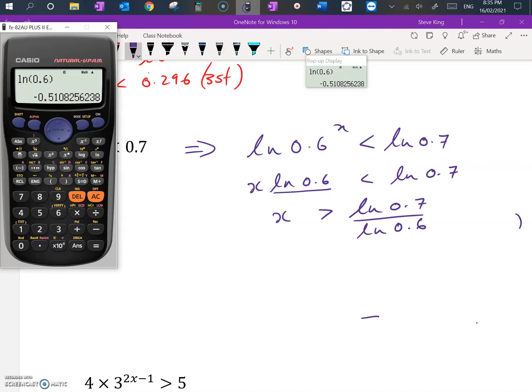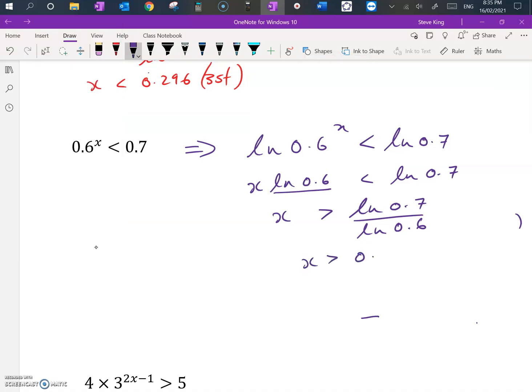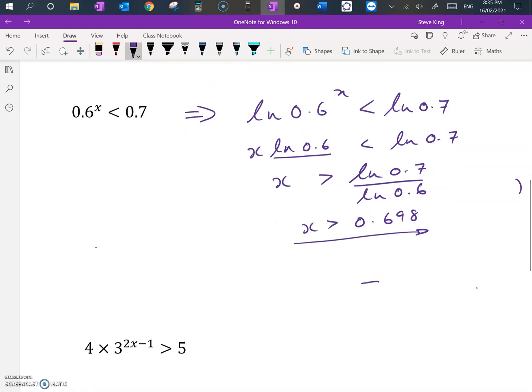And if I calculate that, I get the ln of 0.7. Incidentally, that is also a negative number. The ln of anything less than 1 is going to be a negative number, divided by the ln of 0.6. And if I calculate that, I get 0.698. So x must be greater than 0.698. And there's my solution.